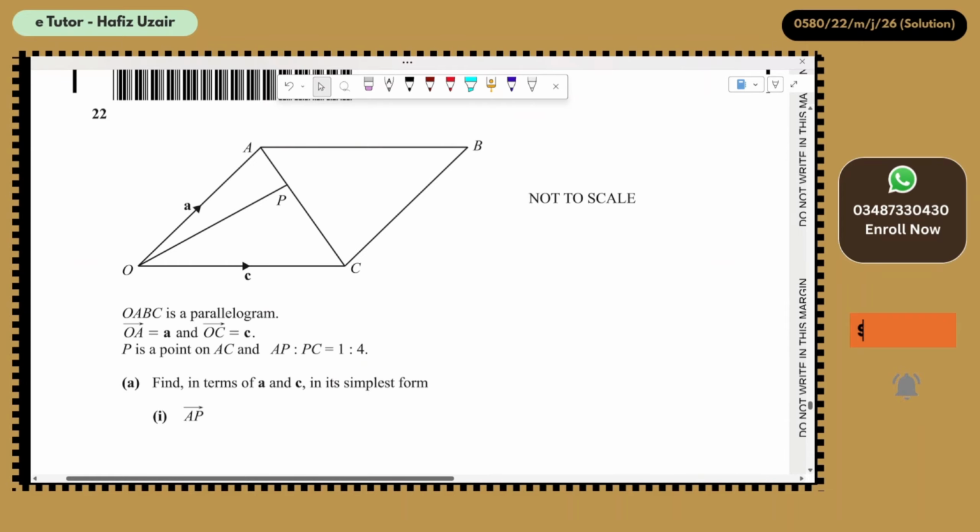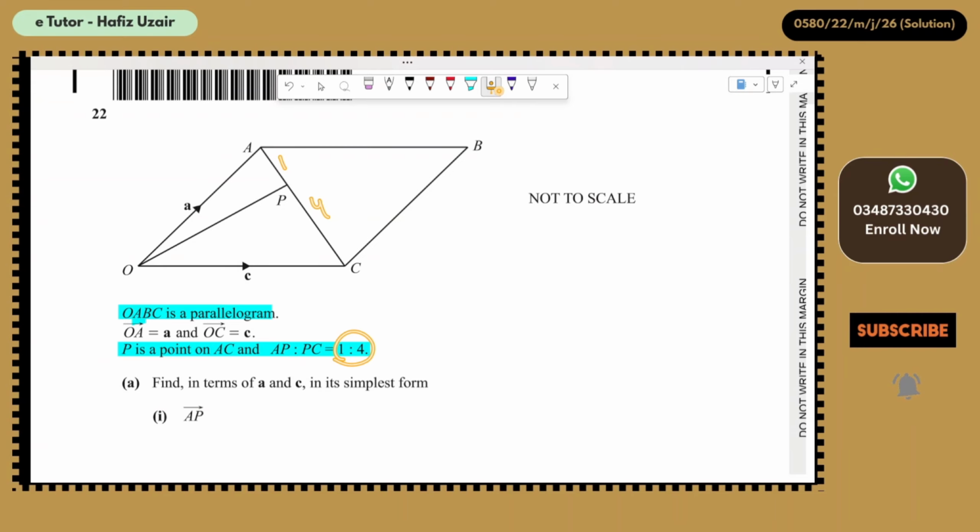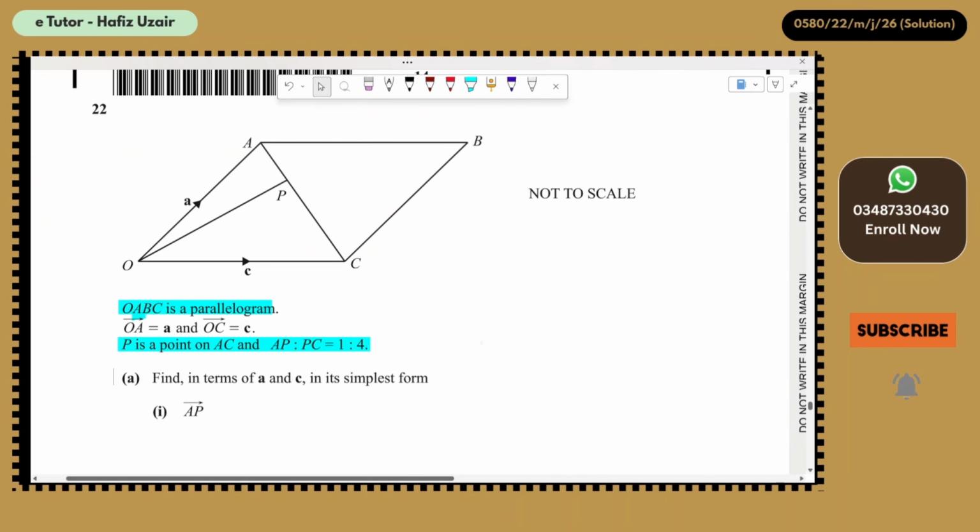Question number 22 is about vectors. OABC is a parallelogram, and OA is equal to A and OC is equal to C. Now AP ratio PC is 1:4. So you can say this is one part, this is four parts. So AC is divided into five parts. Now you need to find, in terms of A and C in simplest form, AP.